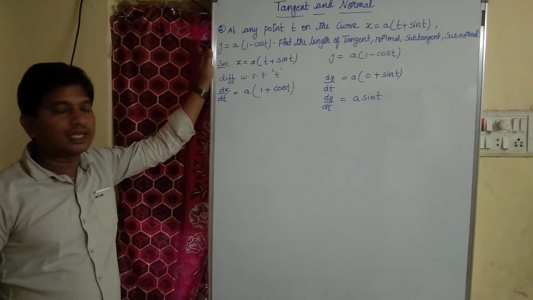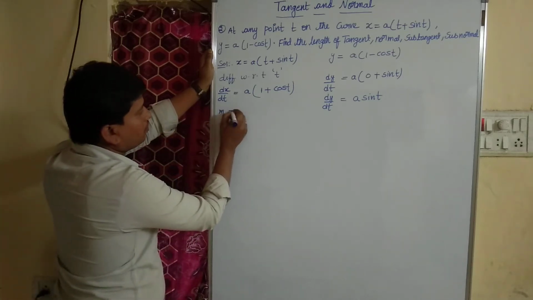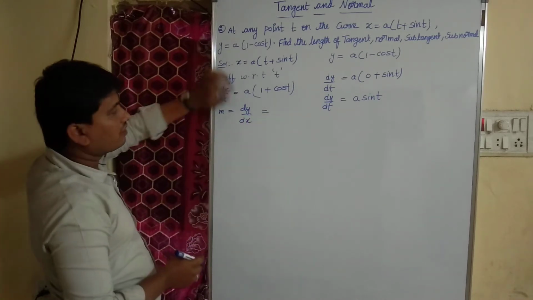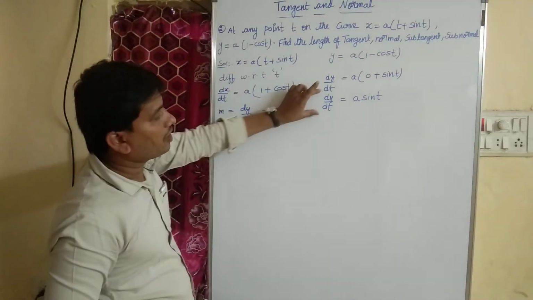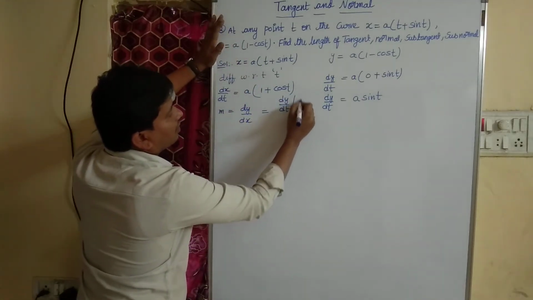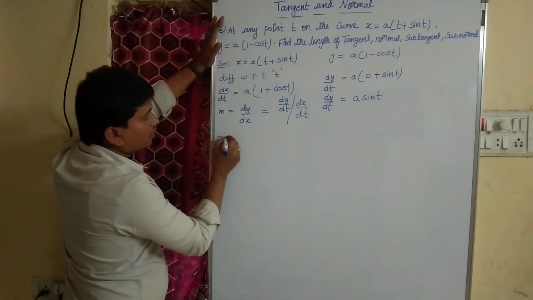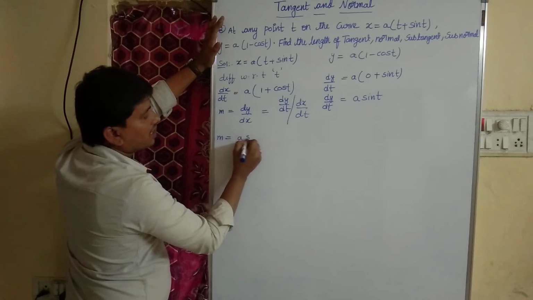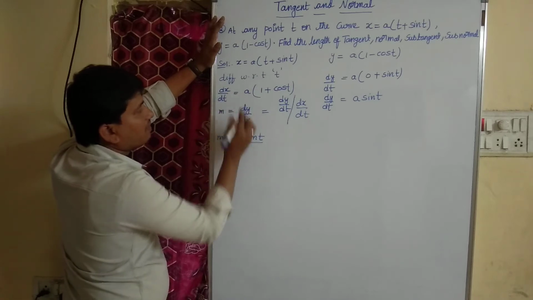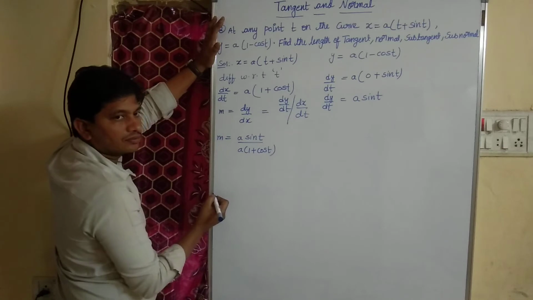Okay. Now let us find m. M is nothing but what? Slope. Slope is nothing but what? Dy by dx. So if you want to find dy by dx, we have to divide dy by dt divided by dx by dt. Right? So m equal to dy by dt, which means a sin t, by dx by dt, which means a into 1 plus cos t.